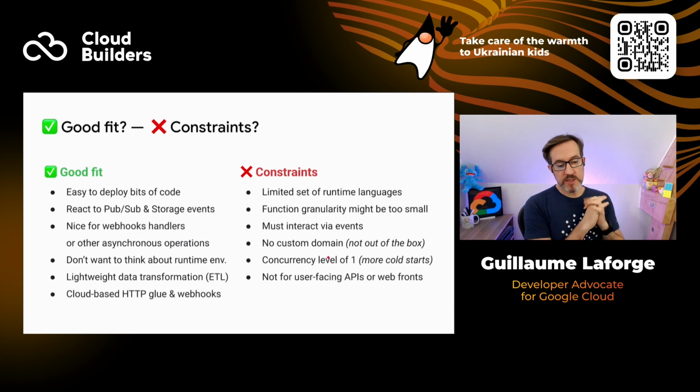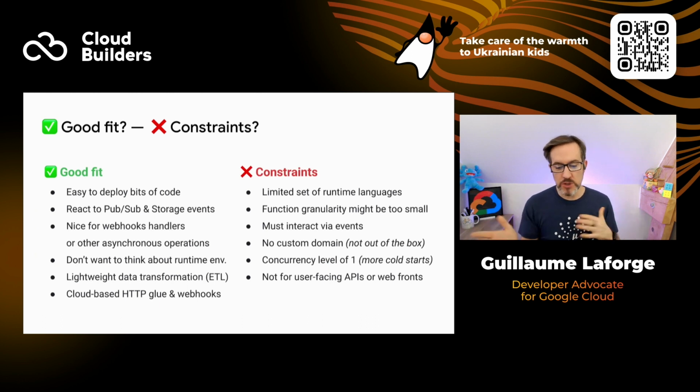So when is it a good fit to use Cloud Functions? It's fairly easy to deploy bits of code, small functions, etc. It's great for asynchronous event-driven scenarios, Pub/Sub, images, etc. It's nice for webhooks, as I said. Constraints: you may be constrained by the set of runtime languages that are available. So if you want to do, let's say, Rust or Fortran, well, there's no runtime. But if you're happy with one of the 7 that are there, that's just fine. And today we'll use Java, obviously.